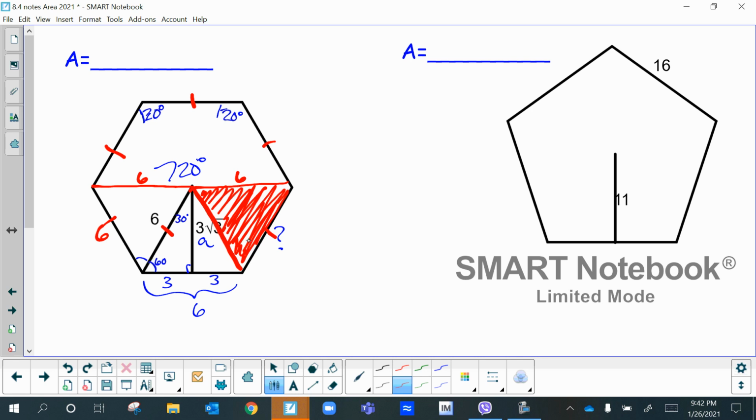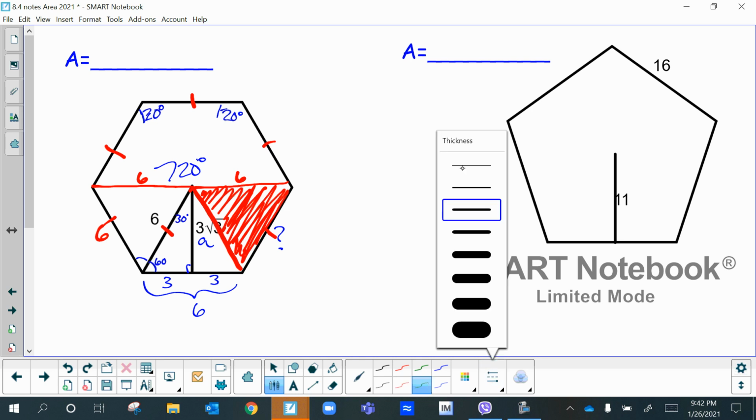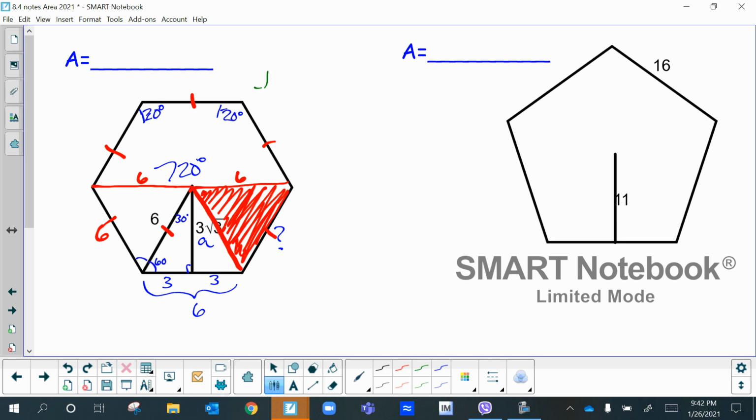Okay, so now I know the apothem, I know the side length. Now I can use my formula to find the area. 1/2 apothem times perimeter. Well, we knew the apothem, it's 3 radical 3, and the perimeter is 6 times 6, which is 36. I'm going to leave my answer in exact form, so I'm going to leave it in radical form.